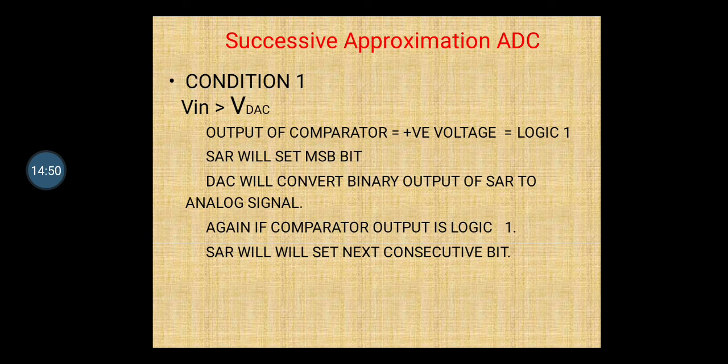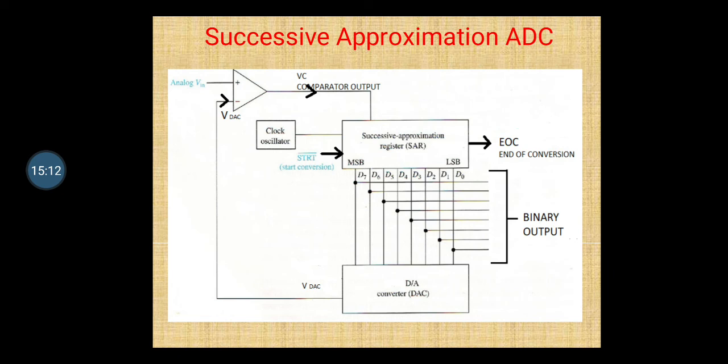You can see there are conditions. Condition 1: if the input analog voltage is greater than VDAC, the digital to analog converter output. Initially VDAC is set to 0, so the output is 0 volts. The digital signals D7, D6, D5 and so on are all reset, so they are all 0. That is given to the digital to analog converter, which converts the digital signal to analog, so 0 volts will be developed. So VDAC is 0 volts initially.